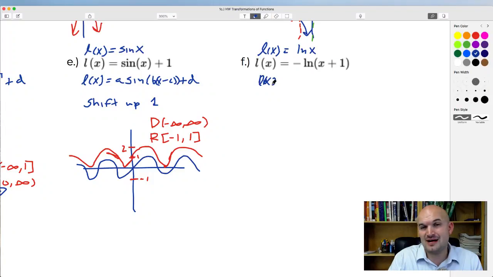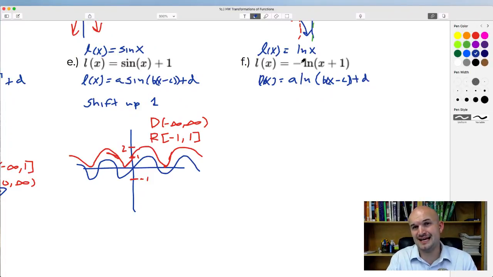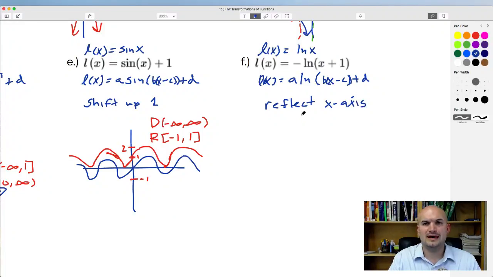All right. And the transformations, again, just the same process, guys. I mean, a times ln of (bx minus c) plus d. Okay? And here you can see we're multiplying my ln by a negative 1, so therefore that's going to be a reflection about the x-axis. And then we're adding a 1 inside the function, so that's going to be a shift left 1.